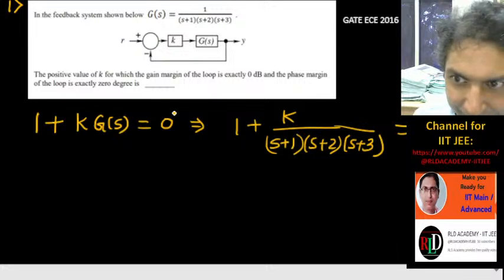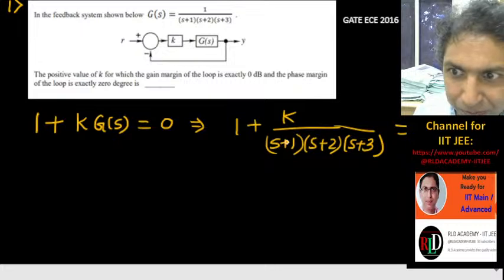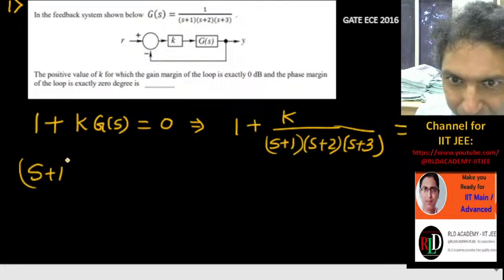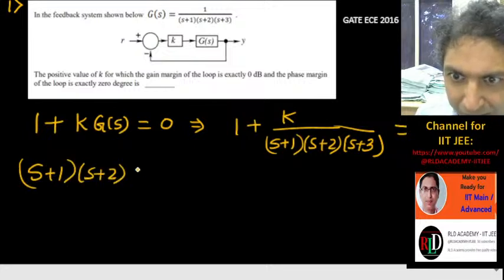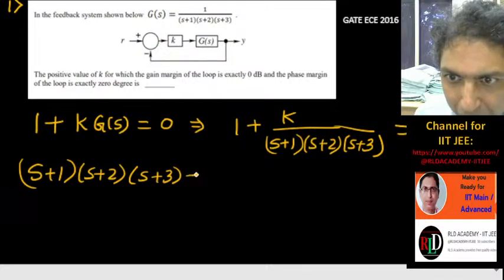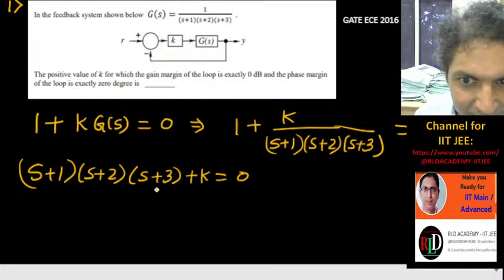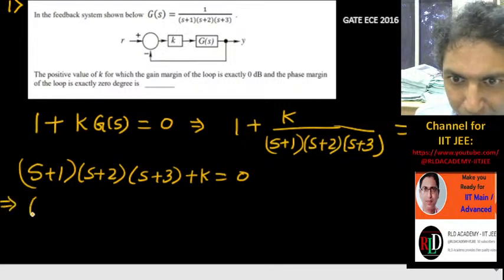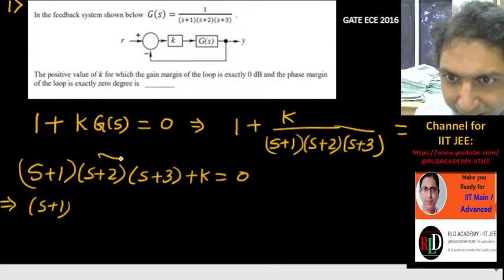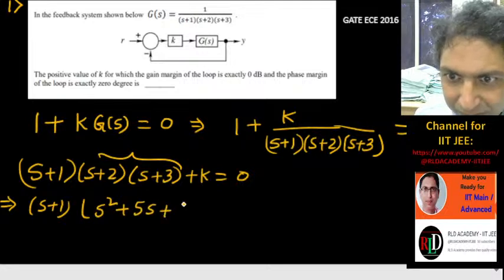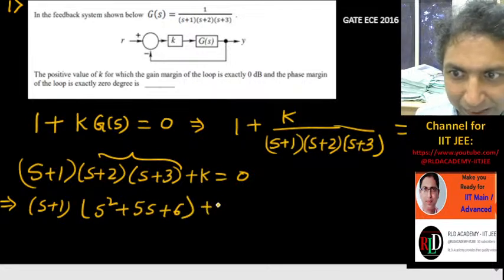Do you have any idea how to proceed, how to get this K value? So what I will do, first I will consider this characteristic equation, (S plus 1)(S plus 2)(S plus 3) plus K equals 0. You can expand easily. First I will consider the latter two. This product will give you S square plus 5S plus 6, plus K equals 0.